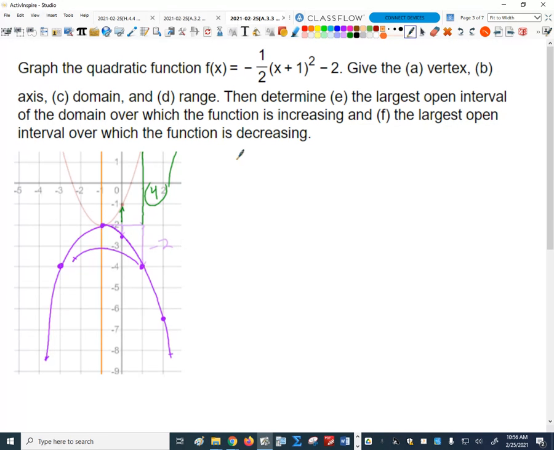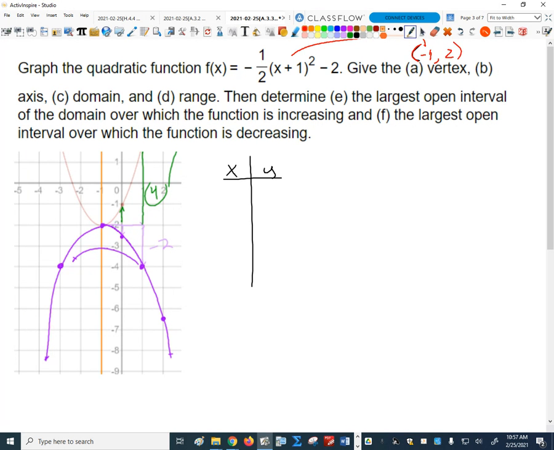Right? So if we just make a t-table where we've got a column for x input values and a column for y output values, well then I can take any value I want. Like we already knew that the vertex had coordinates. You guys already told me this last time, that the vertex had coordinates -1, +2, right?